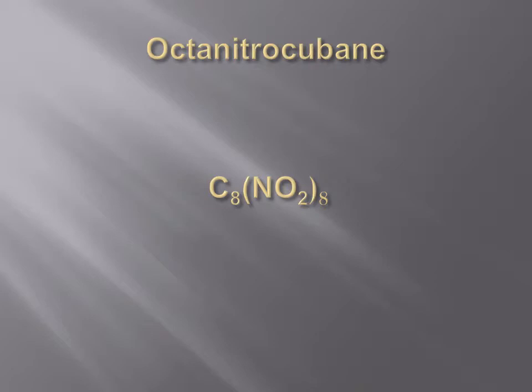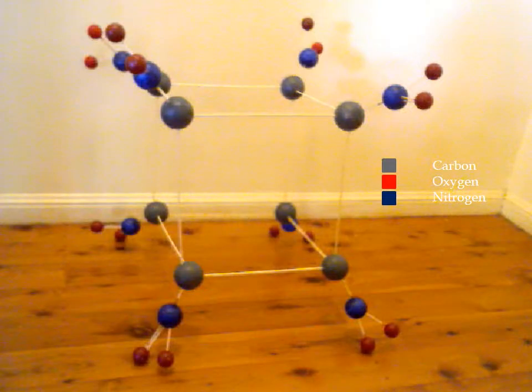Octanitrocubane has a chemical formula of C8N8O16. This means that the molecule consists of a carbon skeleton with nitrogen dioxide branching from each carbon atom. As you can see, the carbon is arranged in a cube shape, and the nitrogen dioxide branches away from the cube. But what actually is octanitrocubane?